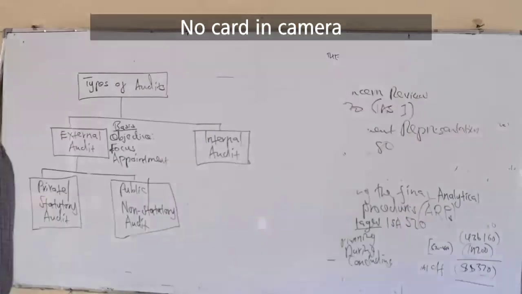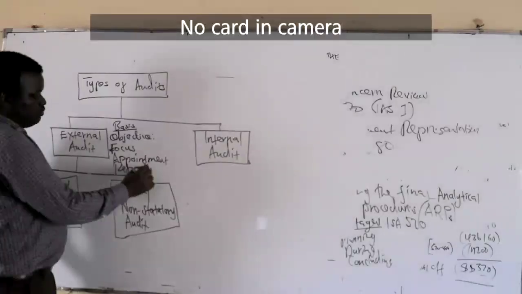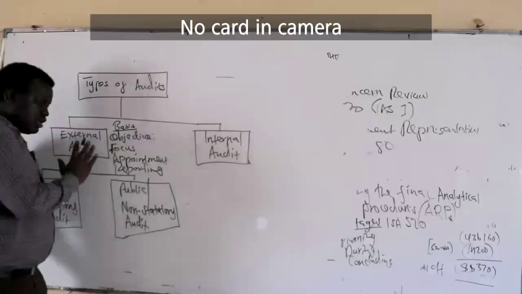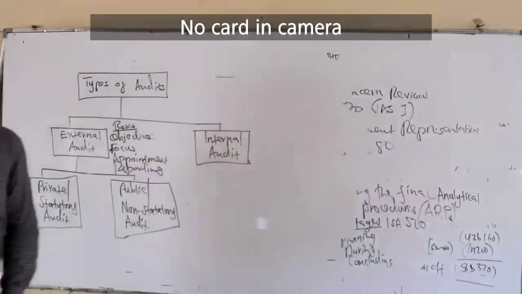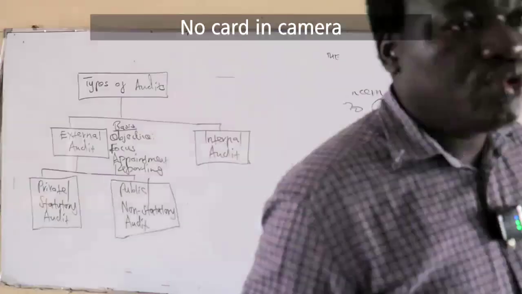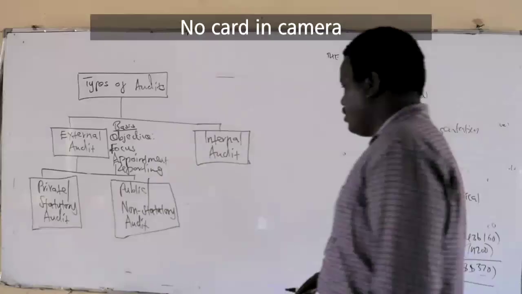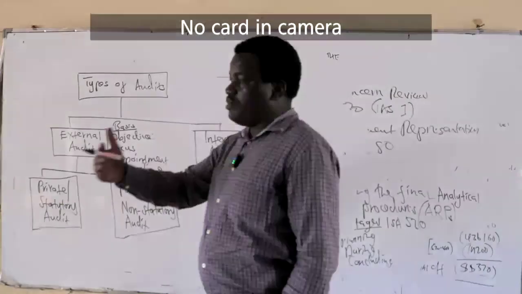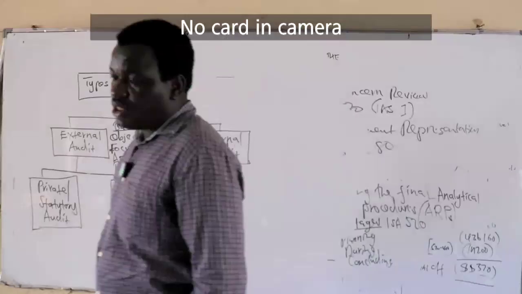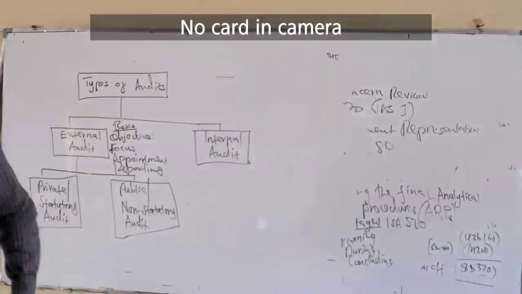The other one is reporting. The external auditor reports to the shareholders, while the internal auditor reports to the management.